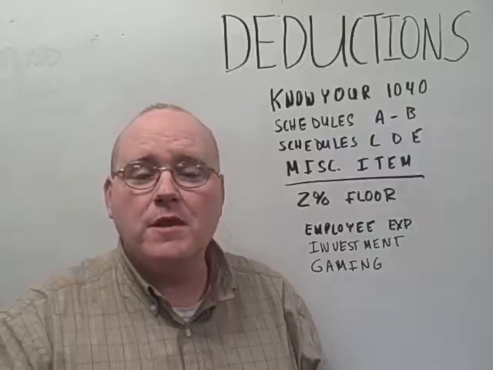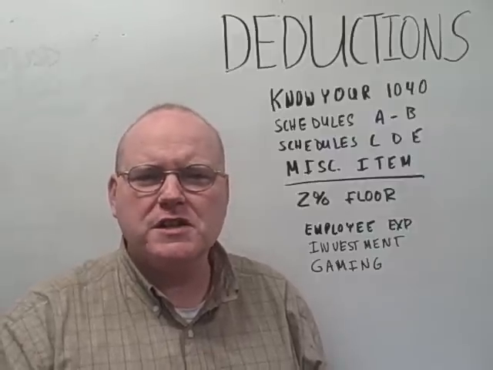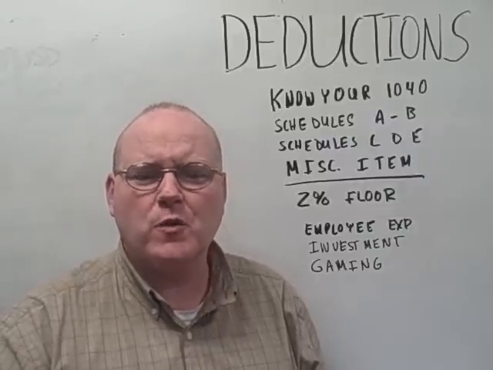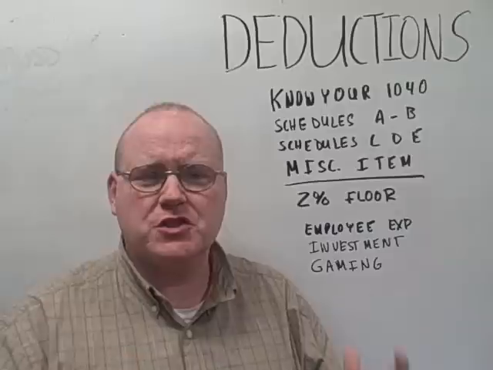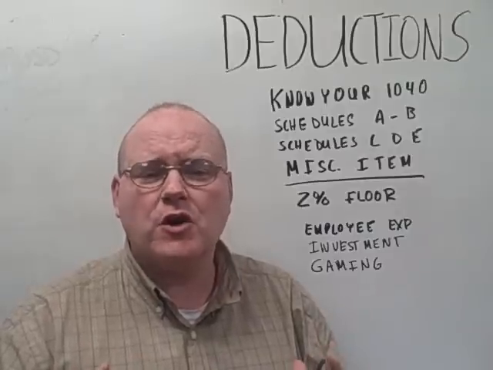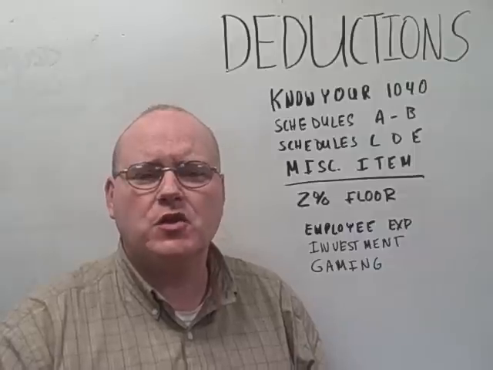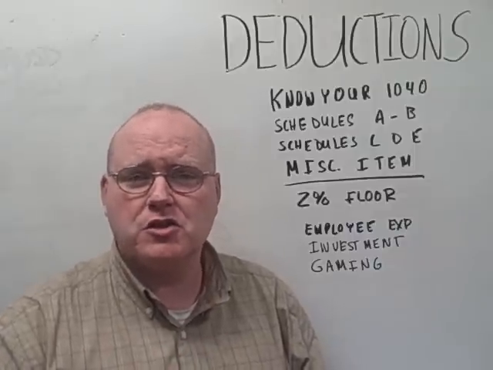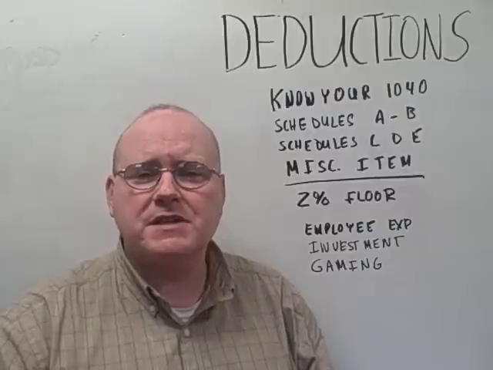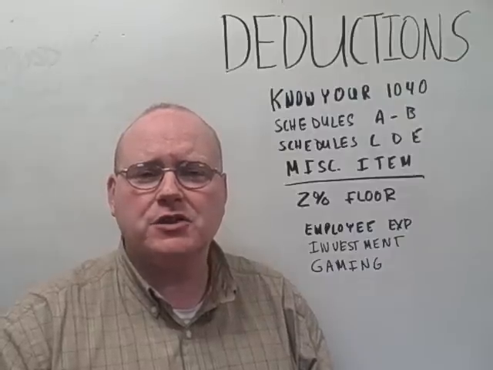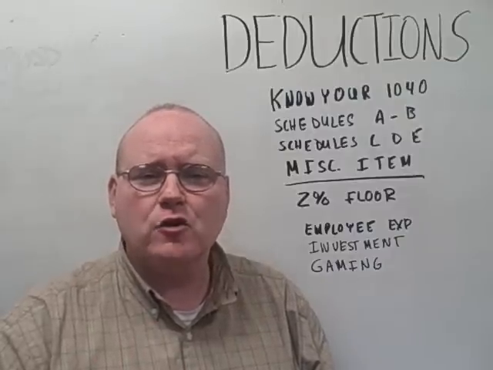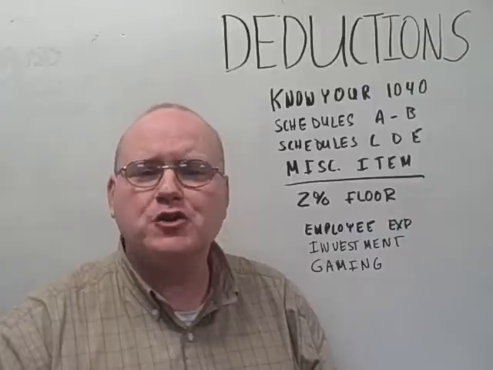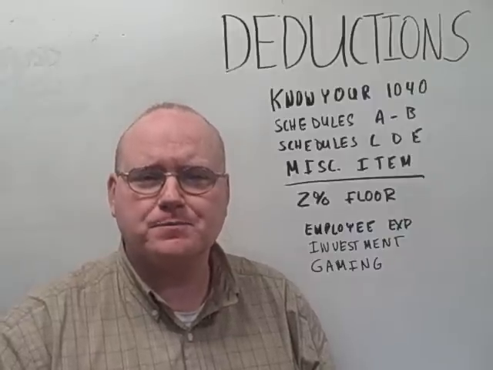Things can be unreimbursed employee expenses, and I've listed a couple in there, so make sure you check the written blog. Investment expenses, there's a lot in regards to investment expenses that you want to make certain that you're aware of. And gambling expenses, which is not subject to the 2% floor, but is a miscellaneous itemized deduction, and there's a link I included where it goes through how you should be tracking those expenses.